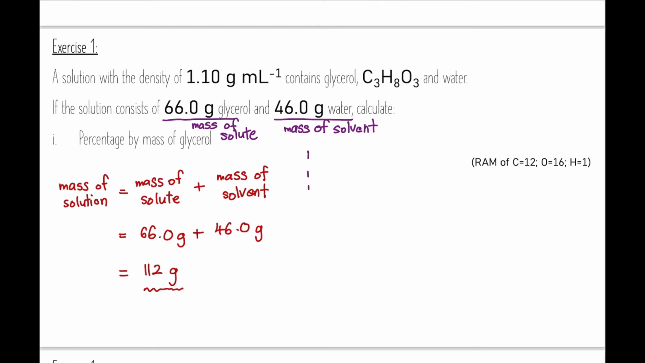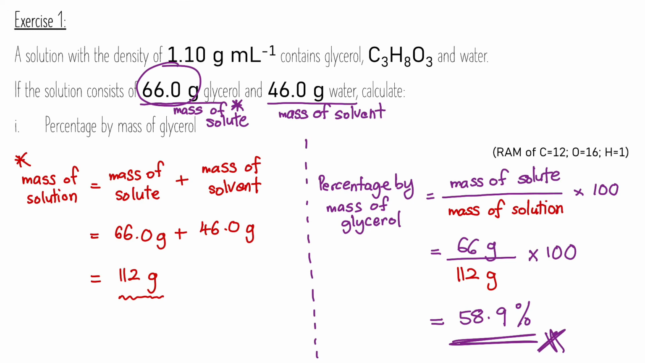So now we can calculate the percentage by mass. Percentage by mass is equal to mass of solute divided by mass of solution times 100. Substitute the values and you will get the answer.